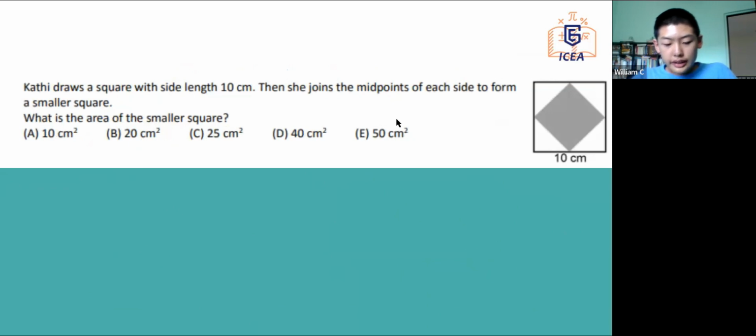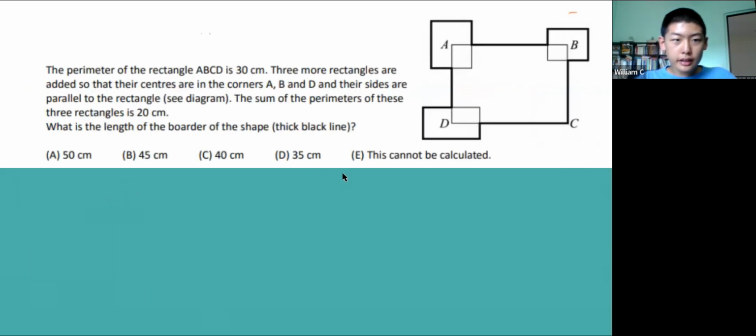Kathy draws a square with side length 10 centimeters. Then she joins the midpoints of each side to form a smaller square. What is the area of the smaller square? Correct. E is the right answer.